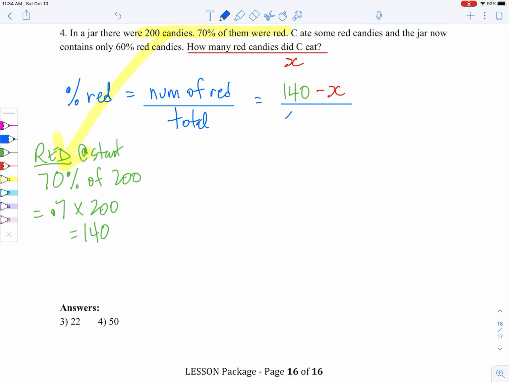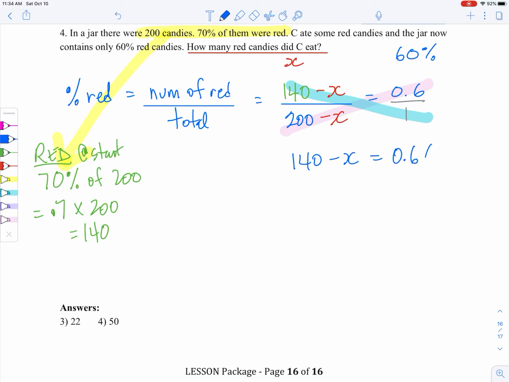We started off with 200 candies, but then C came along and ate a certain number of them, x. After we take away that number of red, that's going to equal 60%, but I'm going to write that as 0.6, and it's 0.6 over a ghosty 1, so that we can cross multiply. 1 times 140 minus x is 140 minus x. 0.6 times 200 minus x is going to be 120 minus 0.6x.